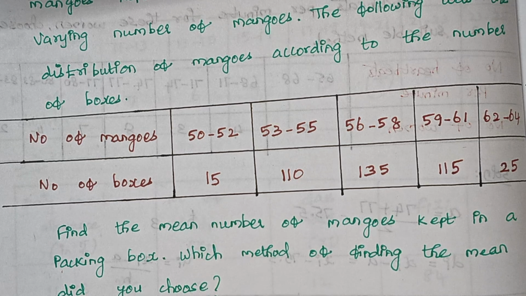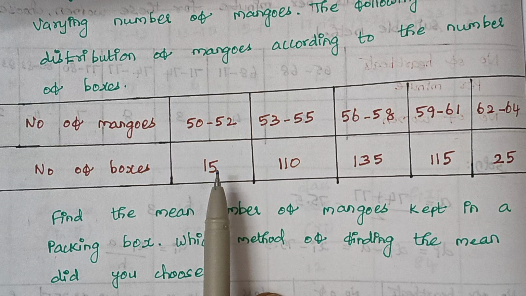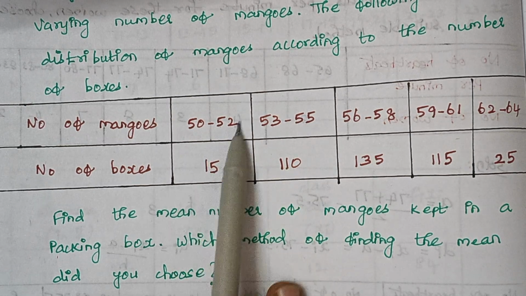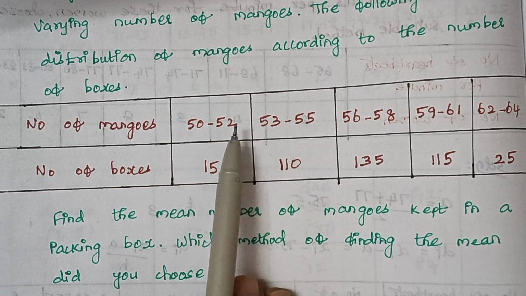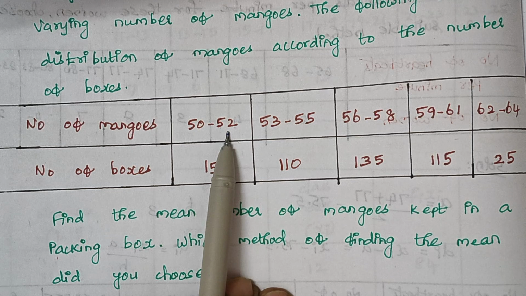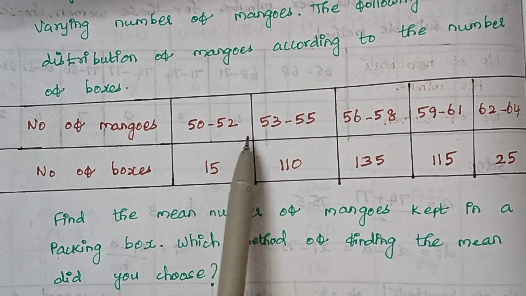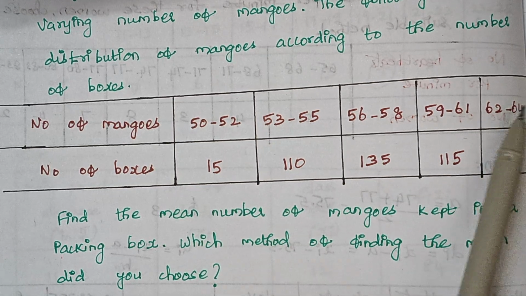So when you look at the tabulation carefully, you see there is an interval gap, that is 50 to 52, and here it starts from 53, not from 52. So what we are going to do is just make a small change in the upper row. Right.